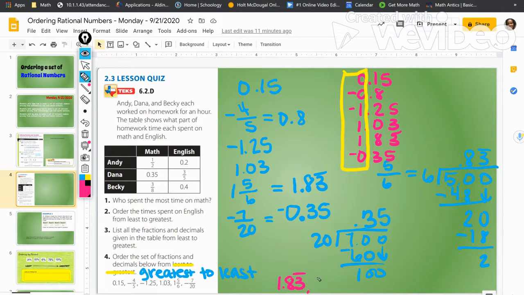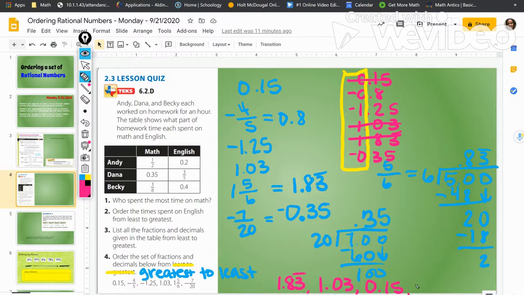Then I'm going to go to 1 and 3 hundredths. Don't forget to cross those out as you write them. Then my next positive number is 15 hundredths. Remember, positive numbers always have a higher value than negative numbers. Okay, then my next negative numbers are negative 8/10, negative 1 and 25 hundredths, and then negative 35 hundredths.